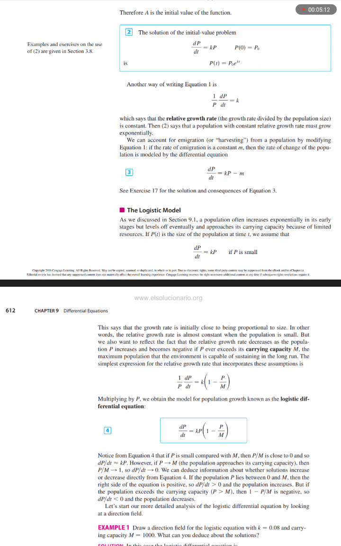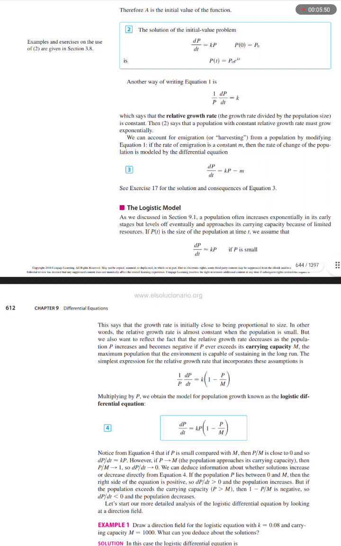We can account for immigration or harvesting from a population by modifying equation 1. If the rate of immigration is a constant m, then the rate of change of the population is modeled by the differential equation, equation 3, dP over dt equals kP minus m. See exercise 17 for the solution and consequences of equation 3.